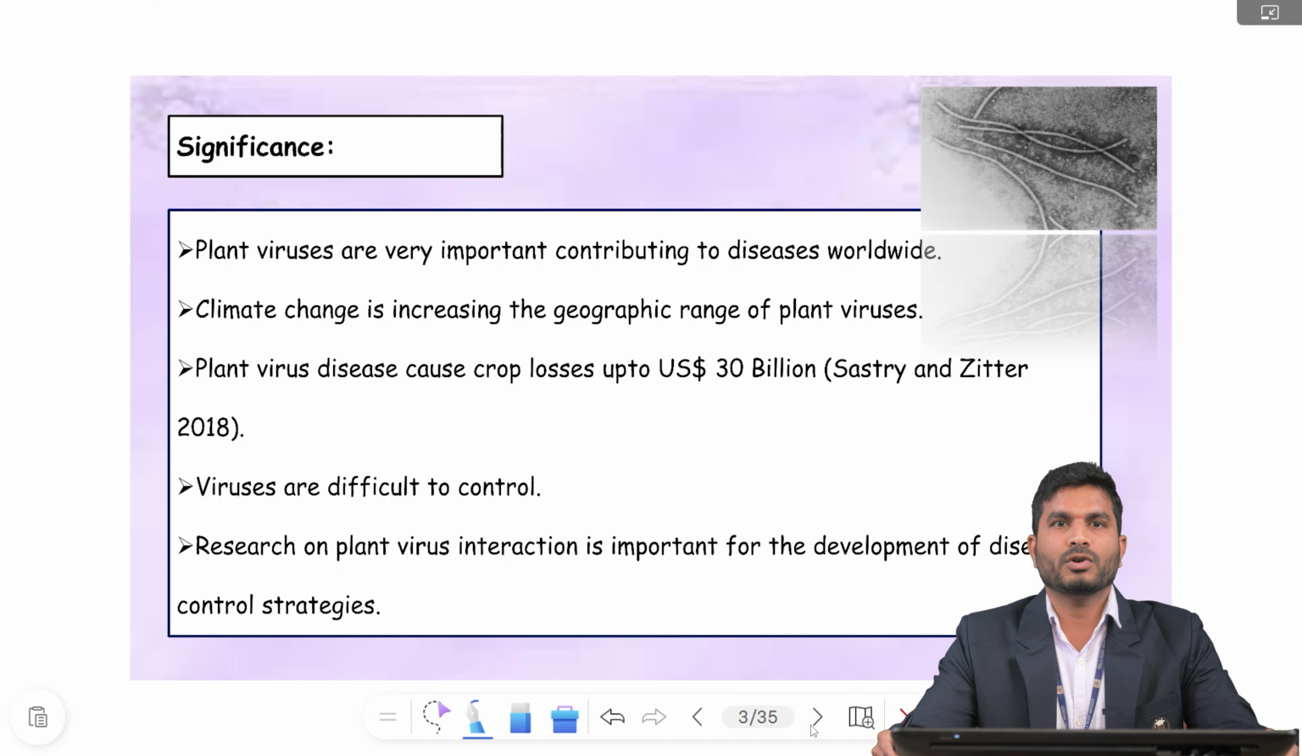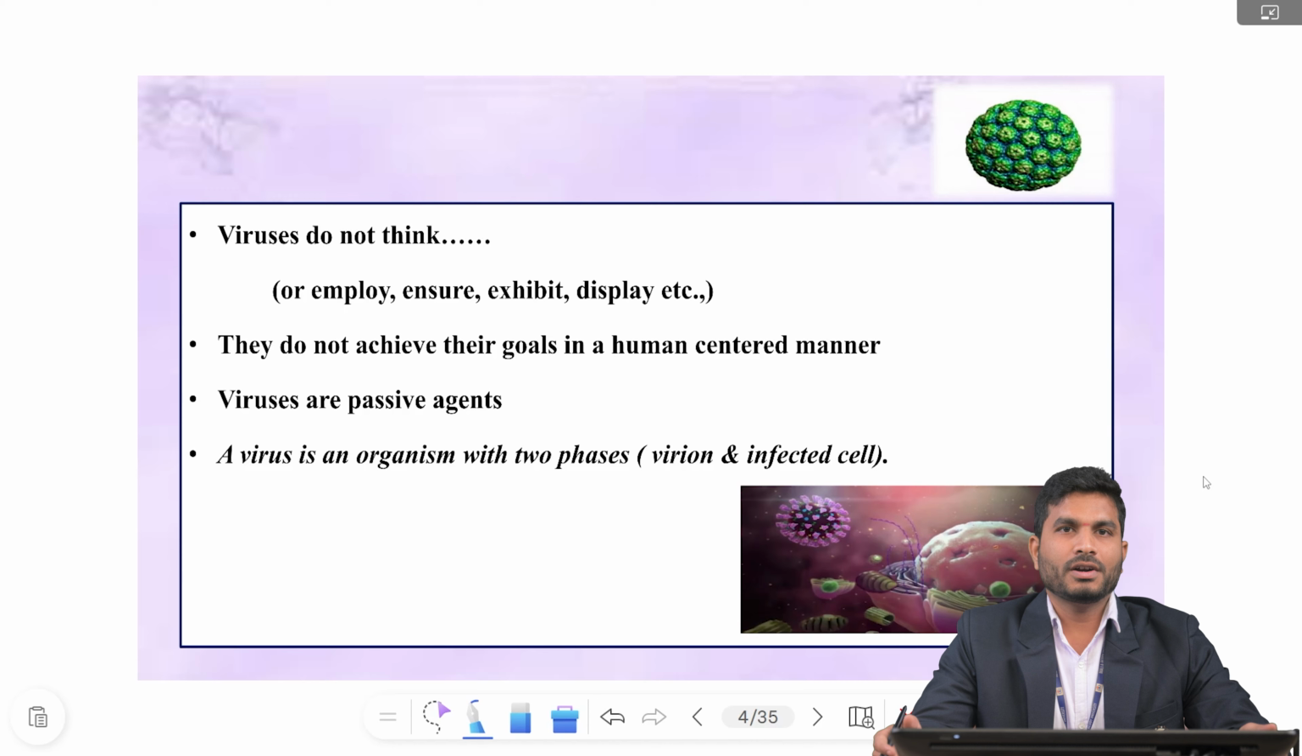One is to increase productivity and reduce crop losses. So minimizing virus-induced losses is therefore essential for food security. This makes the study of plant-virus interactions one of the most crucial and critical areas in modern plant pathology. So what is a virus?